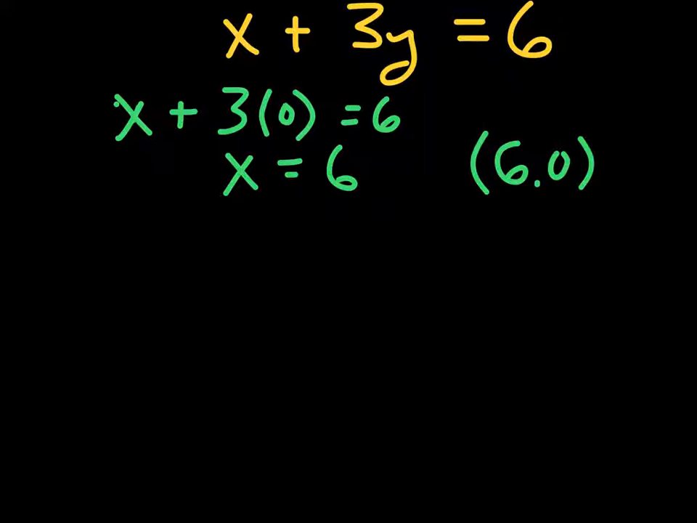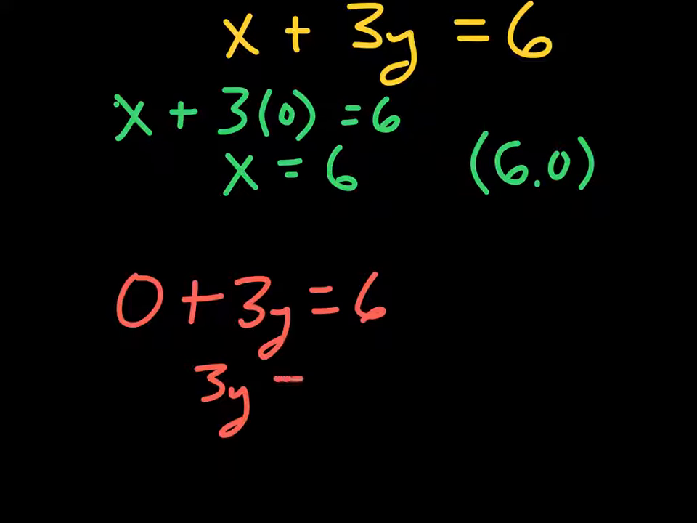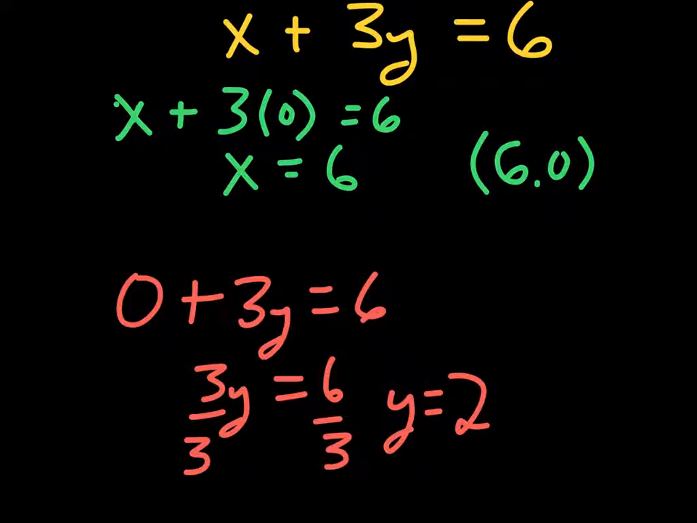And now let's solve for our y-intercept. When we solve for the y-intercept, x equals 0. That 0 kind of just goes away. And we're left with 3y equals 6. Divide by 3, divide by 3, you should get y equals 2. And our y-intercept is going to be at the point (0, 2).